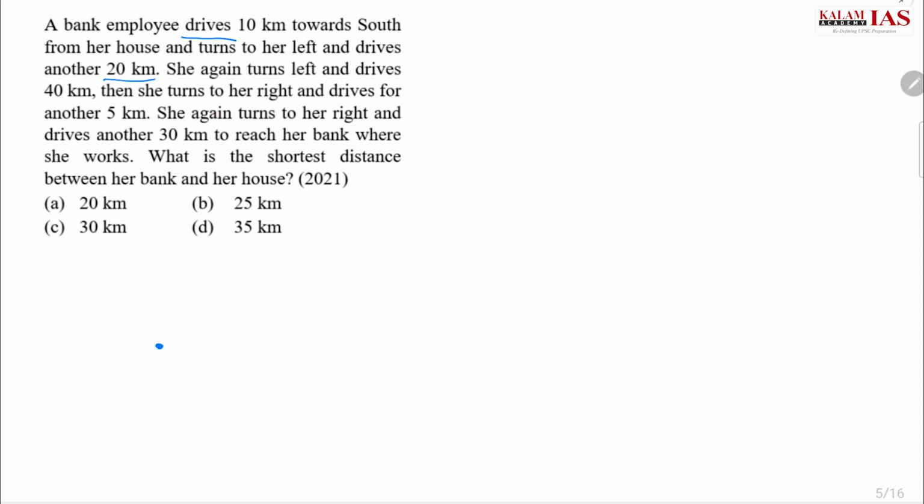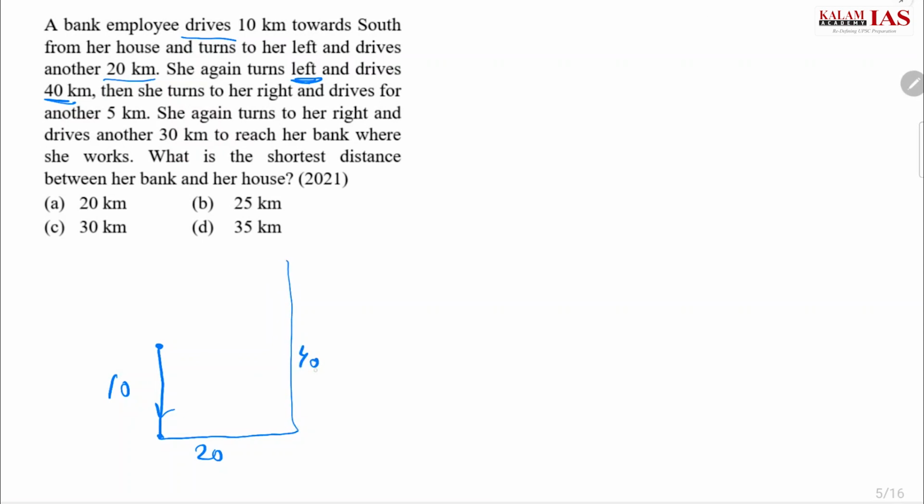She drives 10 km towards south. So she is going south 10 kilometers and then turns to her left. Now she is going in this direction, so left will be in this position, and which is 20 kilometers. She again turns left. For this position, left will be this and drives for 40 kilometers. So she goes something like this, and this is 40 kilometers. I'll just redraw it.